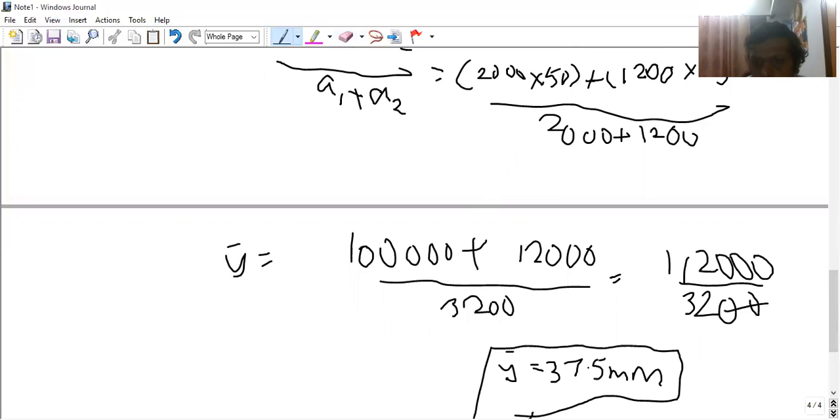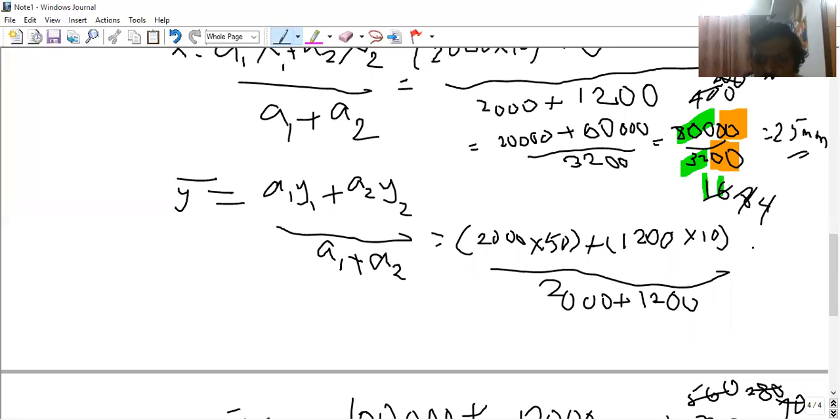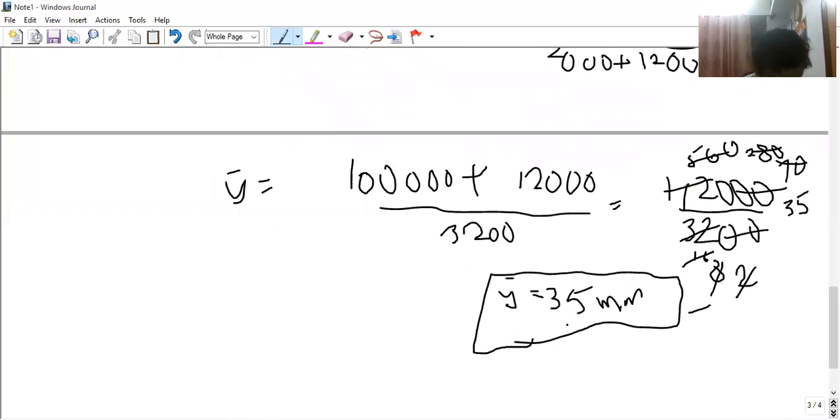So that will be two zeros and two zeros. This is 16, and this is 560, and this is 8, and this is 2 2s, 8, then this is 4, 2 2s, 470. So the final answer will be 35. So y bar will be, students, 35 mm. So x bar is here 25 mm, and y bar is here 35 mm.